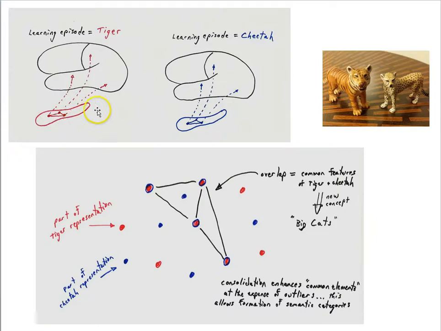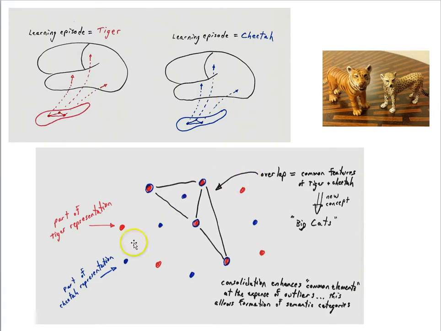Now, if we think about then these two episodes, the tiger episode was last week, the cheetah episode was yesterday. We've got two separate episodic memories, and now we'll see if we can figure out what might be happening in the cortex to form the concept of big cats.